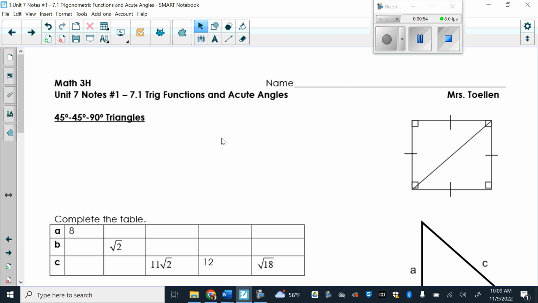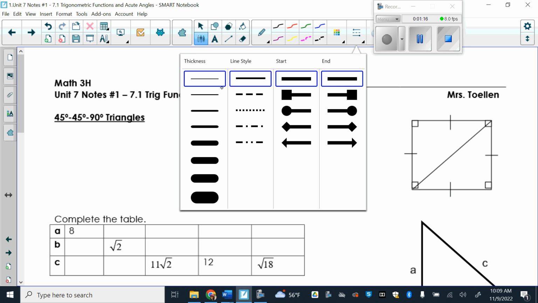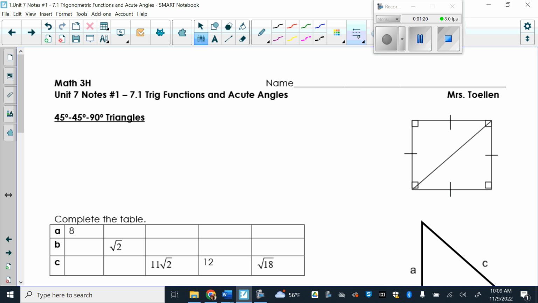So let's start with the 45, 45, 90 right triangle. If I take a 45, 45, 90 right triangle and reflect it over the line y equals x, I get a square. So the shape to the right here, we have a square. In a square, there are four right angles, so all the vertices are right angles and all sides are congruent. So if I make this side be x, all my sides are x.